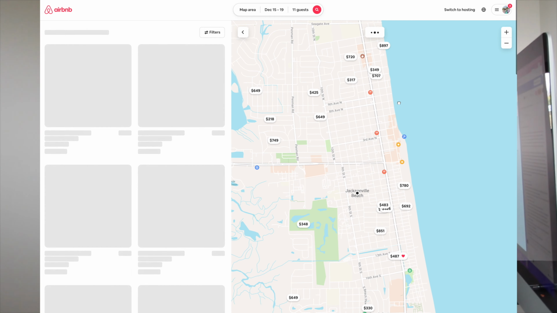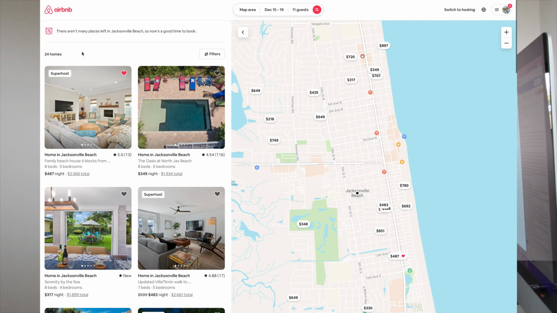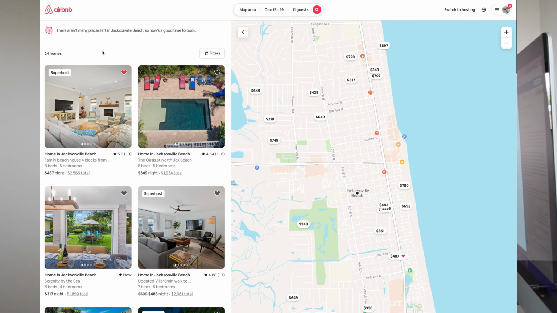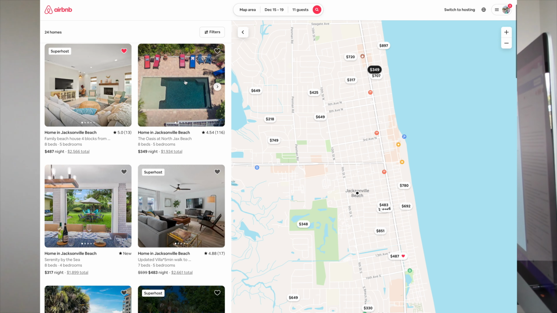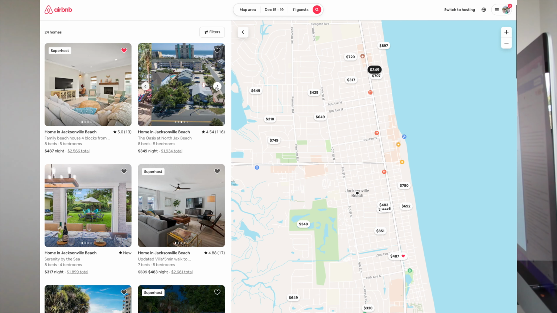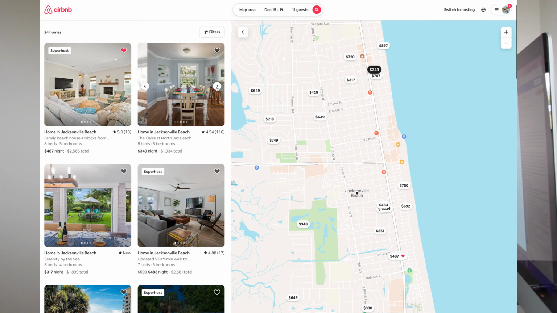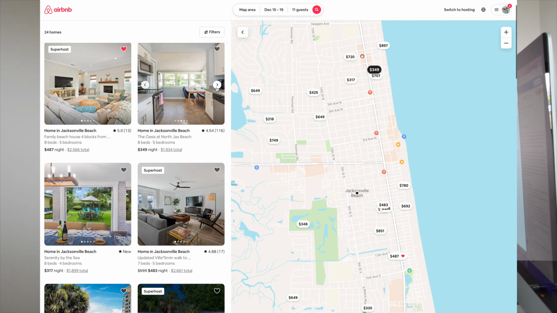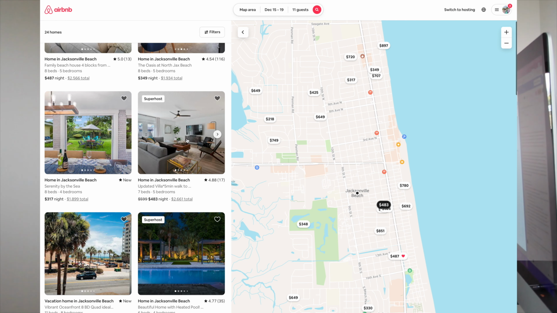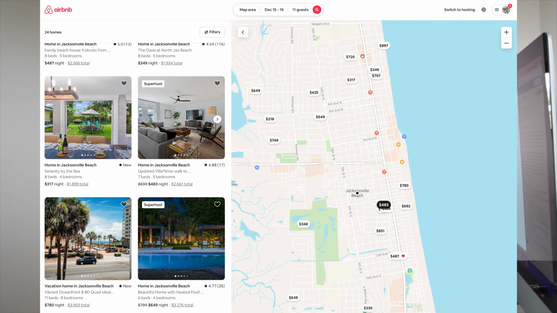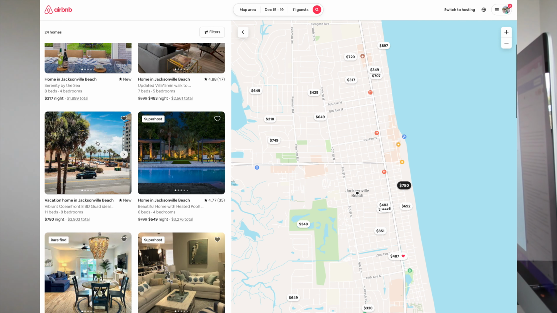So now if we're doing 12 guests, it says there are not very many good places left. 24 homes available. And again, scrolling through the list, this one is pretty close. Why is it so cheap? All right, it's less exciting inside, but that's a few $100 difference. It's $2,600, similar distance. Let's look at this one. It's more expensive, but it's closer. This one has a pool, but it's closer.